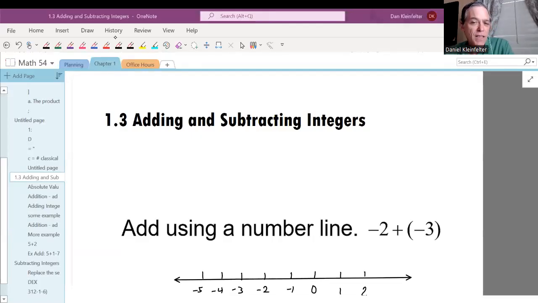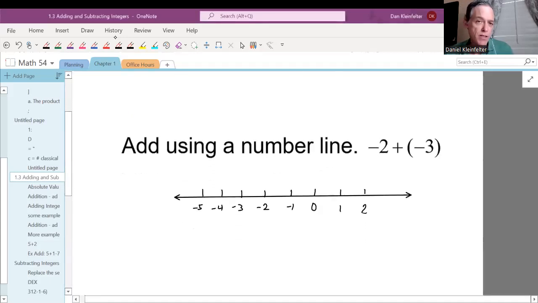Welcome back, everybody. In this video, we're going to go over addition and subtraction of integers. So the first way that we'll take a look at it is by drawing numbers on a number line, and then we'll see a better way of doing it. So first of all, how you can add numbers on a number line.